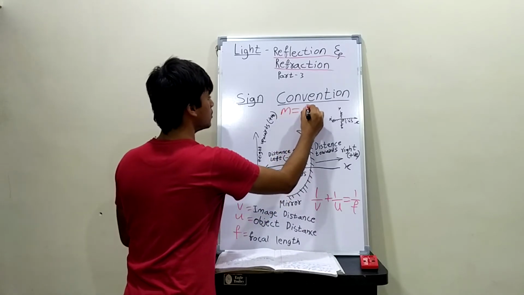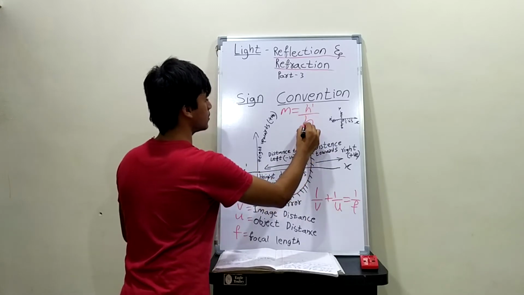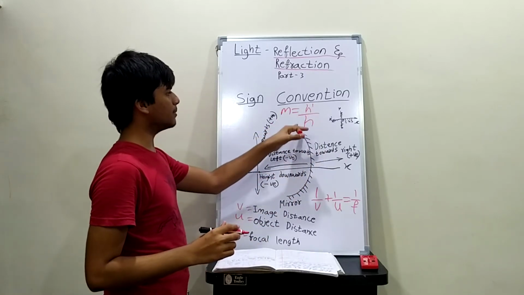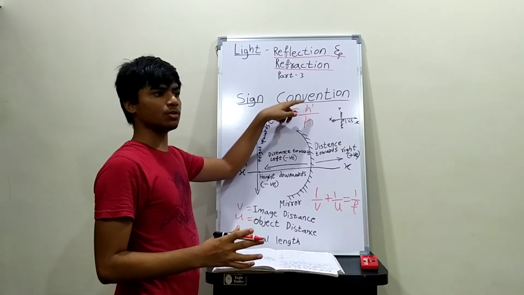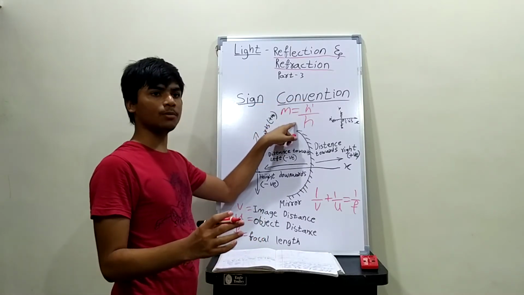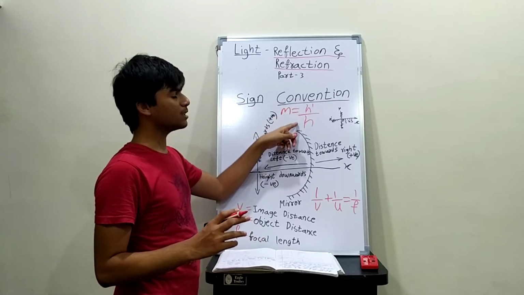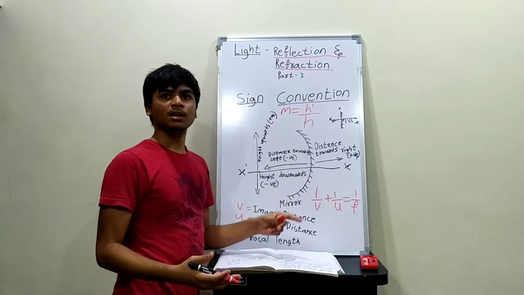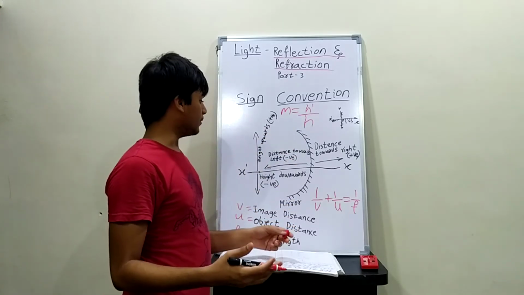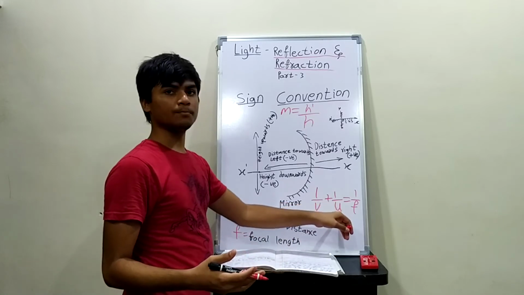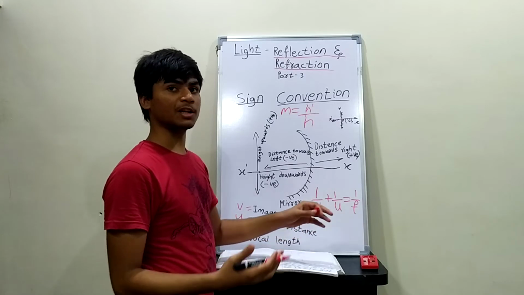M is equal to h dash by h. Here h dash is the height of the image and h is the height of the object. Sometimes, if they give h dash and h, it's very nice. If they won't give, then we have to find it in another way, by using the distance. By using the distance also we can find out the magnification of the object.